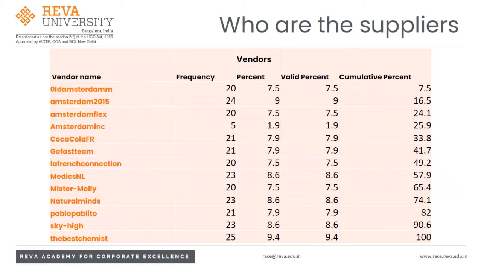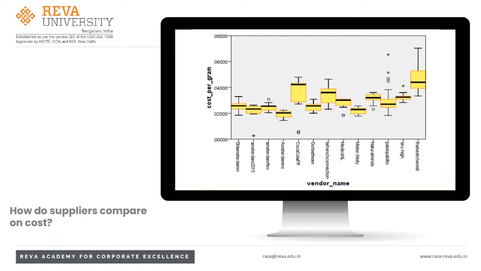Now, when it comes to vendor analysis, let me do a deep dive. You can see on the x-axis I've got all the vendors, and a box plot corresponding to each of these vendors. I would like to draw your attention to the best chemist. For the purpose of brevity, we can just focus on the best chemist and the Go Fast team.